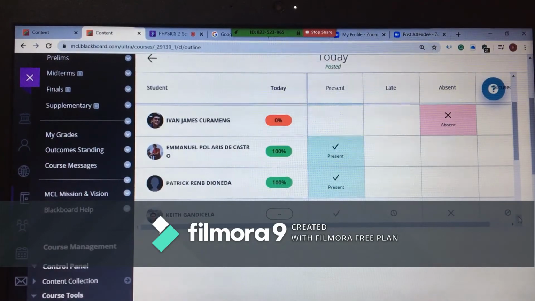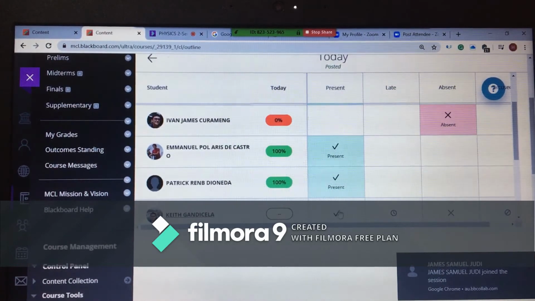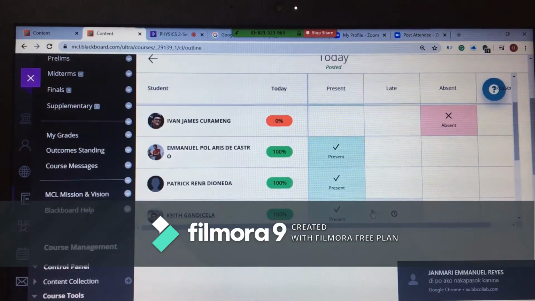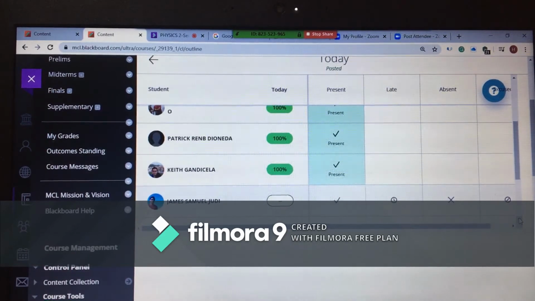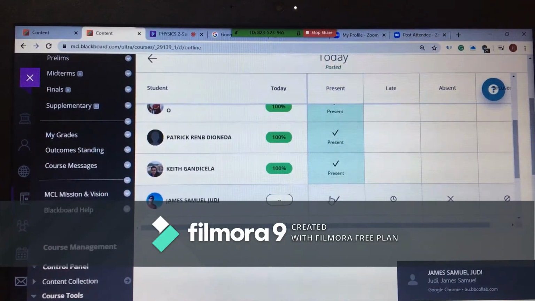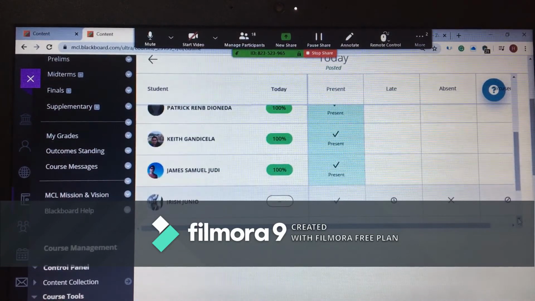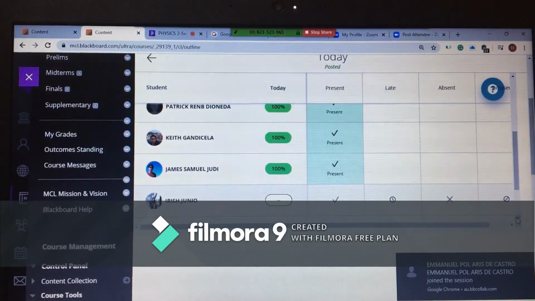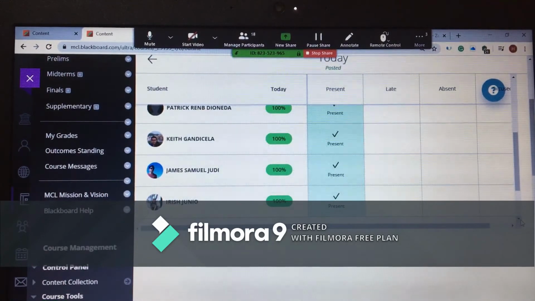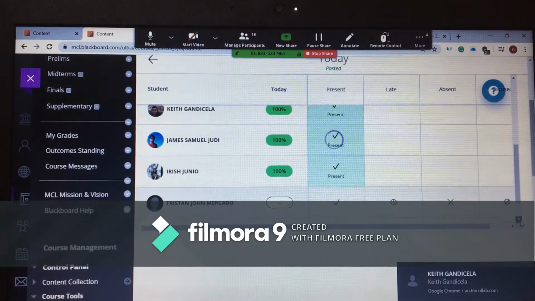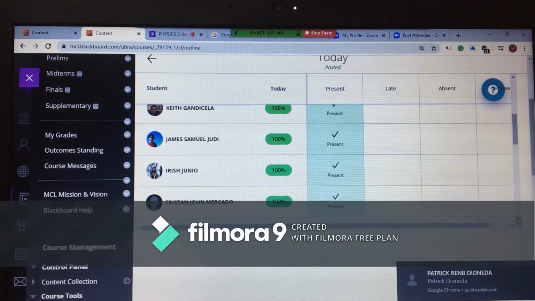Reyes, Gandisila. Present po. So type your name. When I call your name, type your name also on the screen. Judy, Samuel. See present and then type your name. Irish, Hunyo. Present, sir. Present po. Okay. Mercado. Present po. Present. Type your name, Mercado.